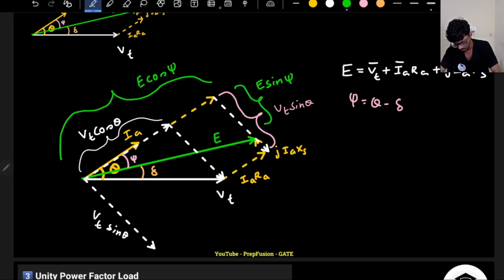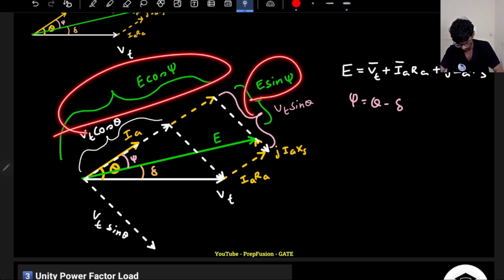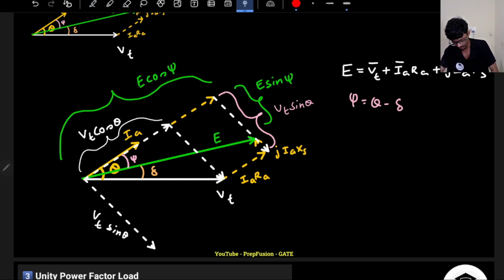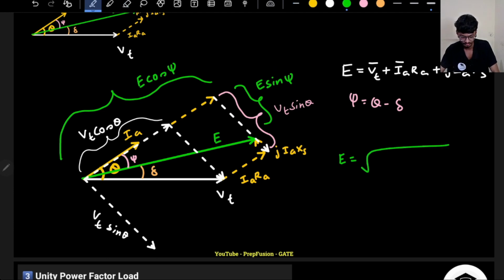Okay, so this is my E sin phi, this is my E cos phi, right? So ultimately I want to find out E. So what will be E? E will be under root, this we had already done in the previous one, but there I did not explain it in detail, so here I am explaining it in detail, right? E sin phi whole square plus E cos phi whole square.